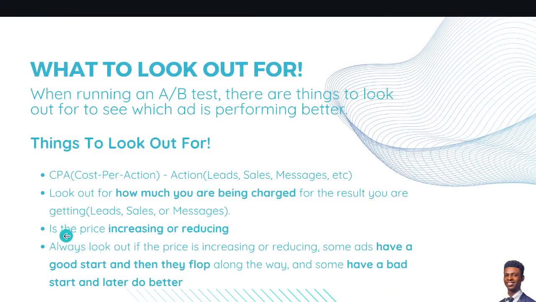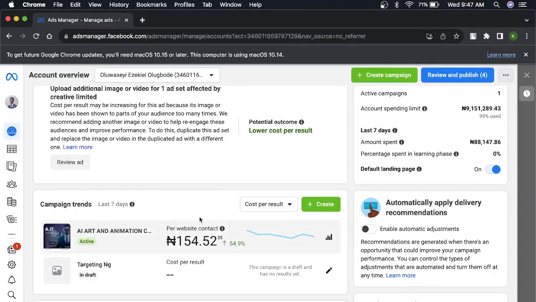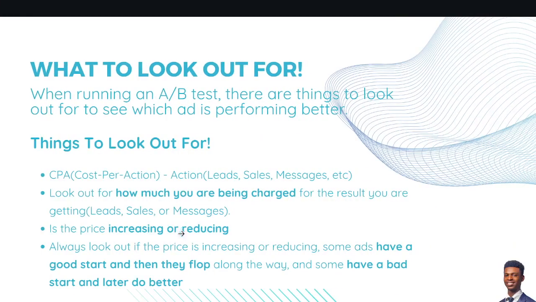Now, you have to check if the price is increasing or reducing. Sometimes the ad starts on a bad note and it just starts reducing all of a sudden. The cost per action starts reducing. Sometimes the cost per action starts increasing. So you have to take note of that too. So you have to run it for a while. Sometimes I would suggest you run it for at least 1, 2, 3, 4, 5 days, depending on your budget.